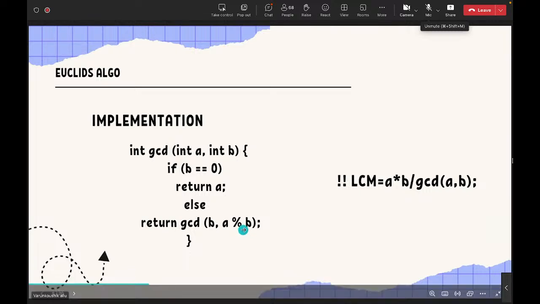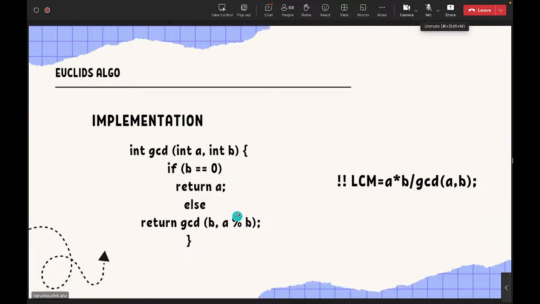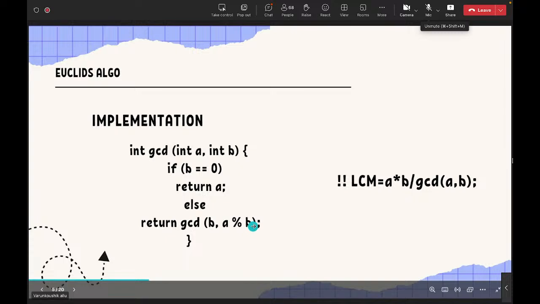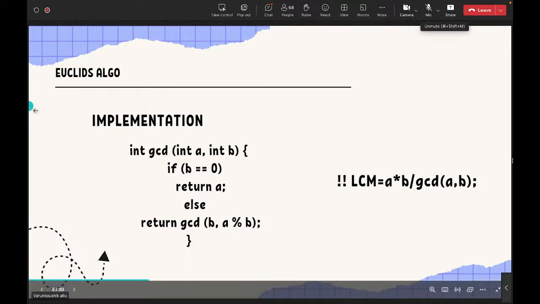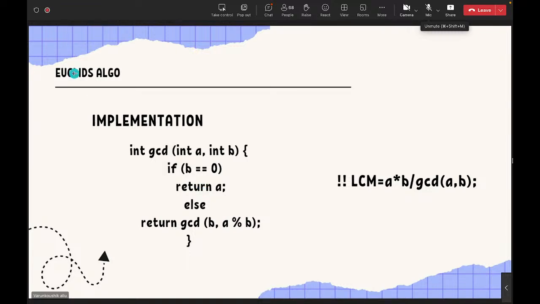Why A percent B? We'll keep on subtracting B until A is less than B. That's what we're doing here. We cannot keep on subtracting B every time, so we directly take the remainder, such that it comes down to a number less than B, and it's also related to A. Like that, this will take only O of log n operations, and this is the fastest algorithm.